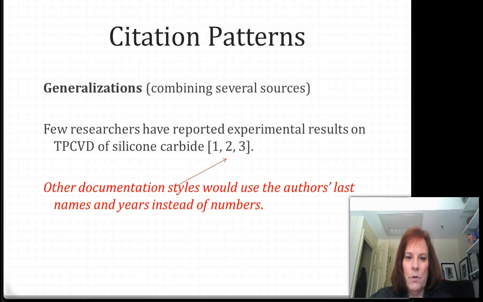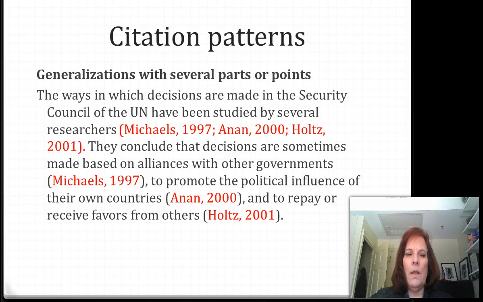Sometimes you want to combine sources, and so here's again, few researchers. How many? Not very many, but I need to show you which ones. And so I list those at the end. This particular documentation style uses numbers, but others might use the author's last name and the years, but you still have this generalization where you have documented more than one researcher. We also have a pattern under generalizations where you list all of the authors and then the next sentence separates the ideas. So read through this one. Notice that the first sentence has three authors and then the second sentence separates which of the ideas come from each of those authors. You can look at that pattern more in the book if you wish.